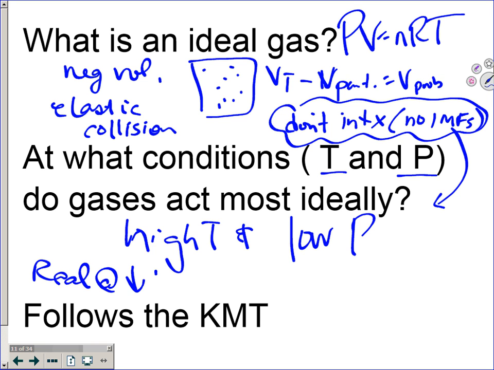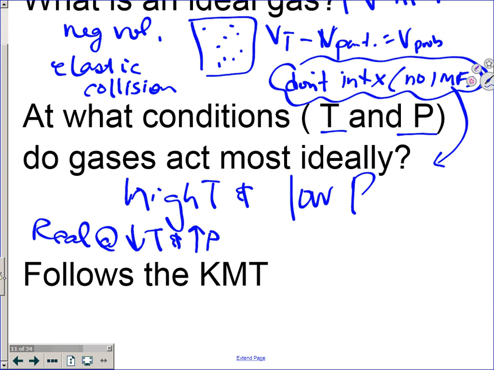Low temperature and high pressure, basically the opposite of what we just had there, because that basically allows them to interact, and then we start to see the real characteristics come out.